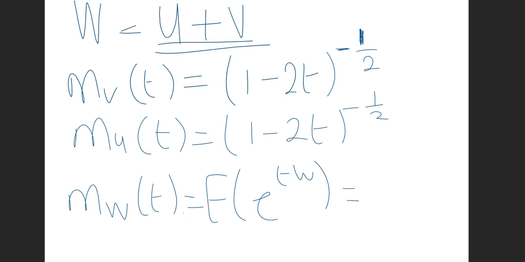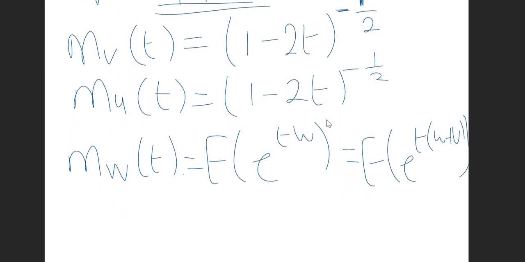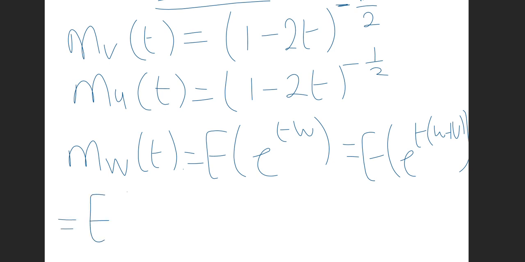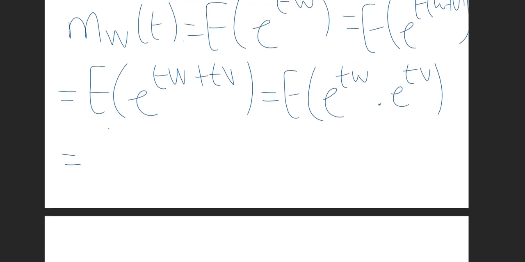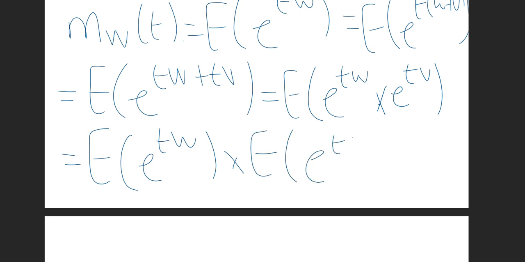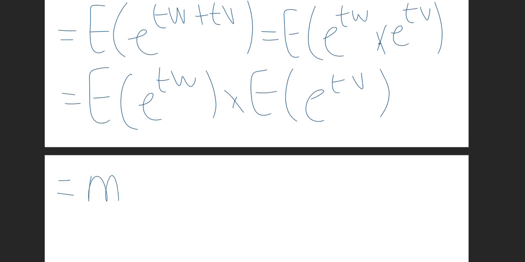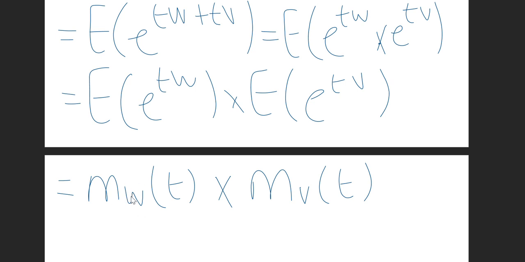Now the moment generating function of W will be determined by the expected value of e to the tW. Now W is just a summation of U and V. So this will be e raised to tU plus tV, which is the same as e to the tU multiplied by e to the tV, which is now the same as distributing the expected value to both sides.